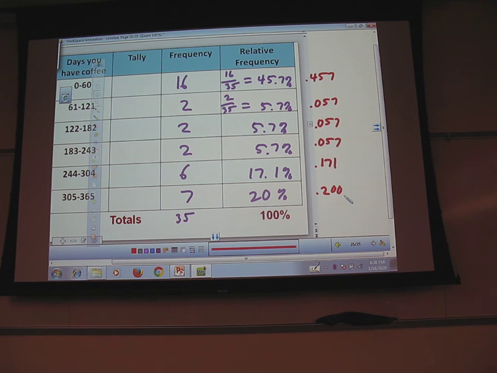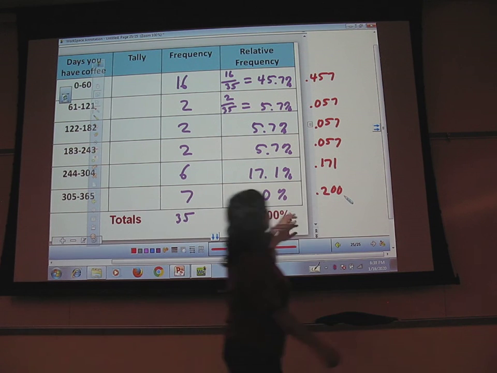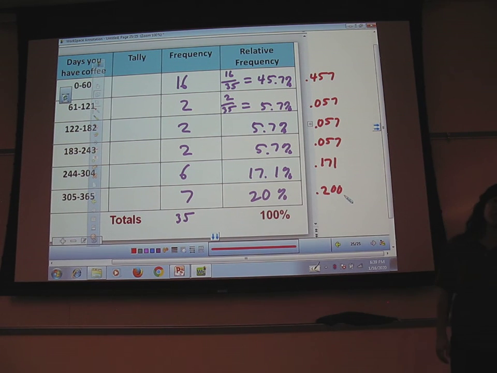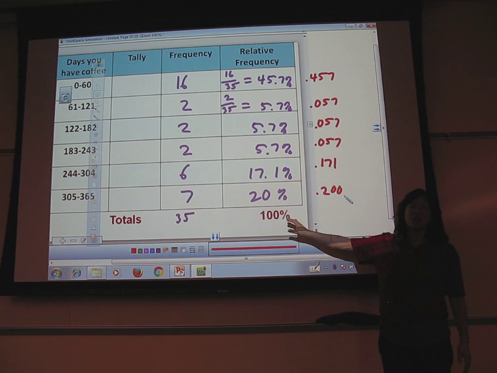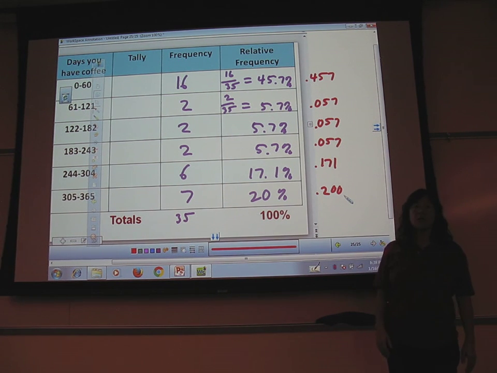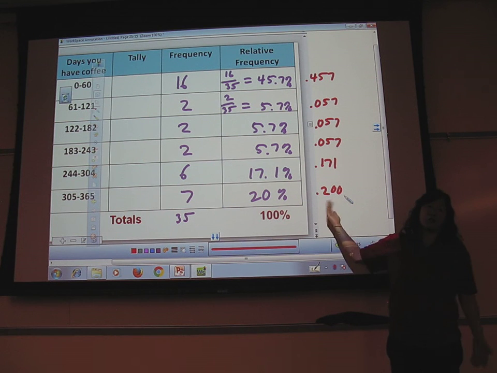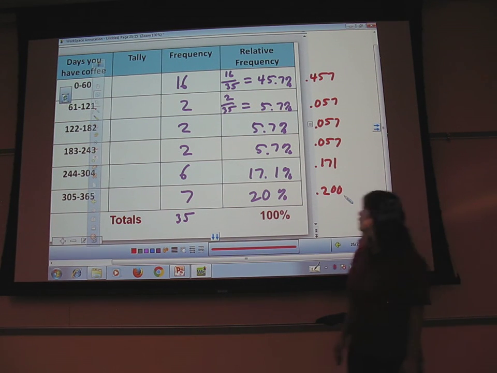And you'll notice that if you added these up, it would only be like 99.9%, or 0.999. Why is that? We know that they're all there. But because of rounding, we might be off by just a fraction of a percent. There's some rounding error. We've rounded somewhere along the way, so we lose a little bit when we round.